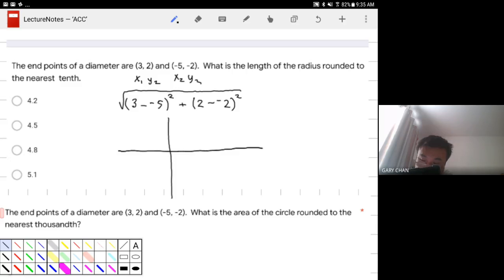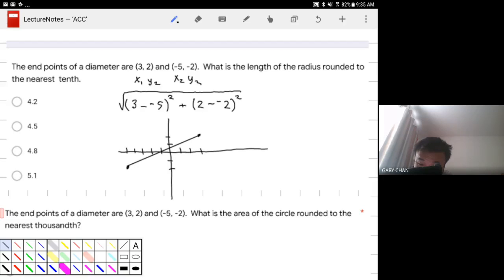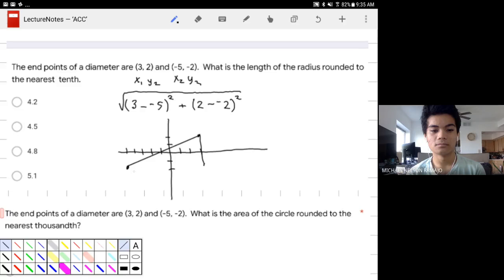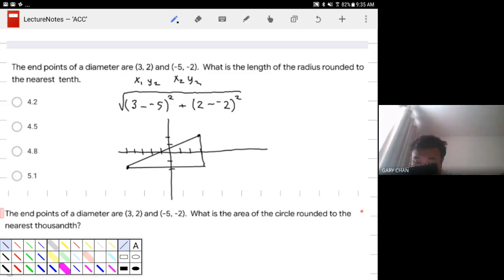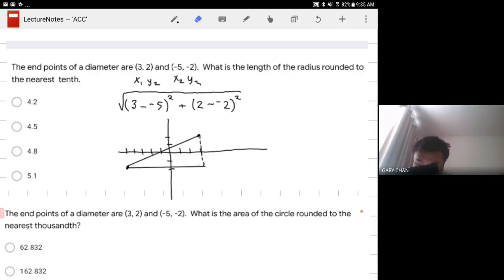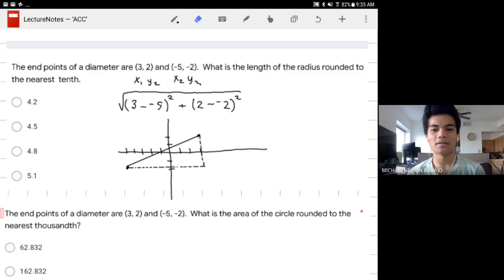So if I were to do this, right, Michael, 3, 2 is located over here, and then -5, -2 is located over here. And then if I were to connect these two, right? And if you notice, Michael. Mm-hmm. Oh, okay. I get it now. Okay. We can then approach it like a Pythagorean theorem problem. Cool? Yeah, got it. Okay.